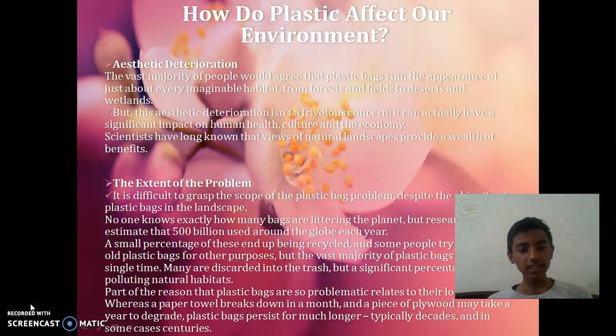It is difficult to grasp the scope of the plastic bag problem despite the utility of plastic bags in the landscape. None of us know exactly how many bags litter the planet, but researchers estimate that 500 billion are used around the globe each year. A small percent of these end up being recycled, and some try to reuse old plastic bags for other purposes. But the vast majority of plastic bags are used a single time. Many are discarded into the trash, but a significant percentage end up polluting natural habitats.